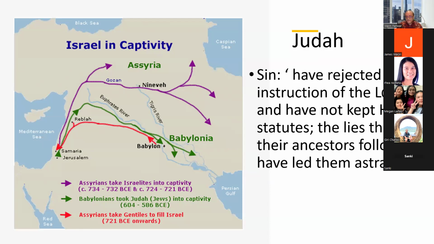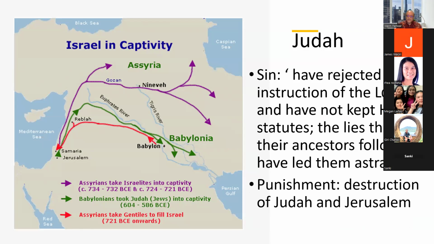It didn't work. About 50 years after he died, the people were in Babylon or Egypt, depending on which direction you moved. Punishment would be heavy, destruction of the kingdom and Jerusalem, which implied the temple as well. And this would be the ending of the first temple period, 586 BC.